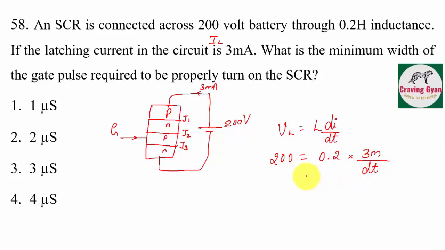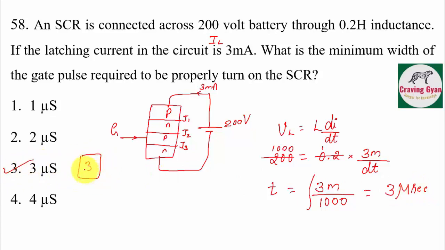You take integration on both sides, and you will be getting this value to be 1000. Now if I am integrating, I will be getting T into 3 milli divided by 1000, which corresponds to 3 microseconds. 3 microseconds, nothing but option 3 is correct.